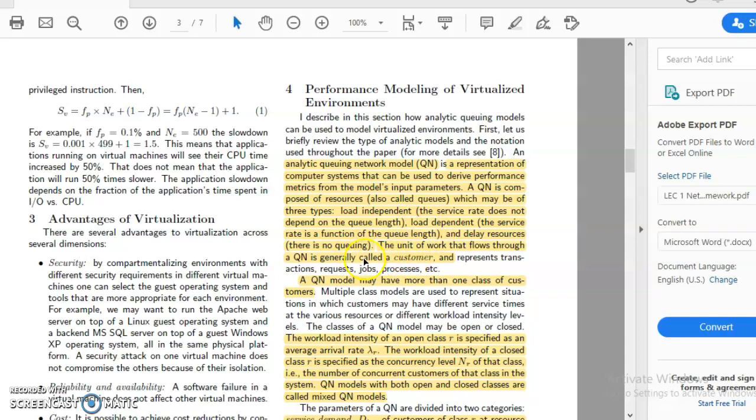The unit of work that flows through a queue is generally called a customer. A queuing model can have more than one class of customers. Now, the workload intensity of an open class R is defined by the average arrival rate lambda R. The workload intensity of a closed class R is specified as the concurrency level NR of the class, that is, the number of concurrent customers of the class in the system.